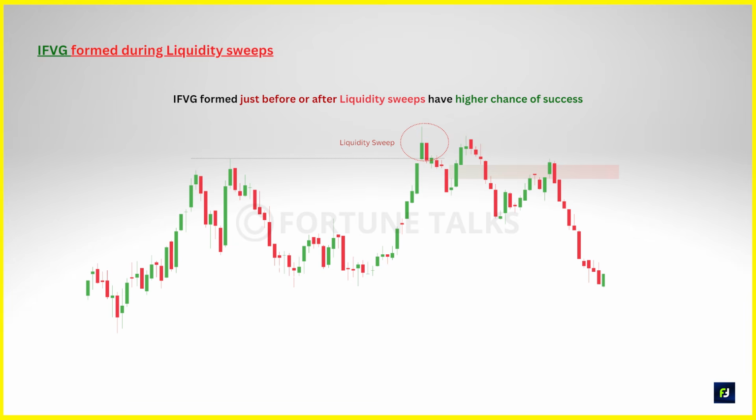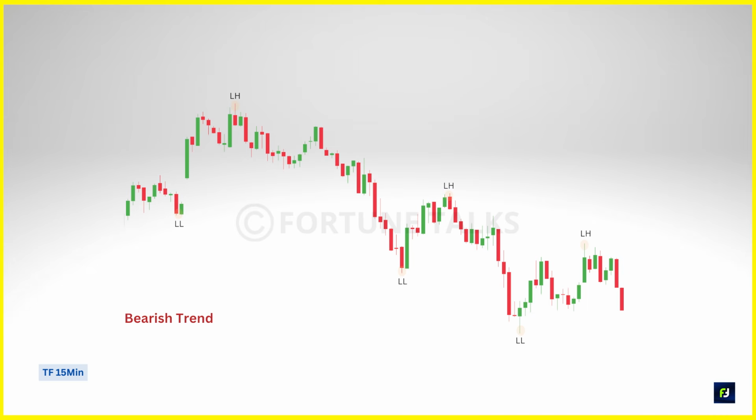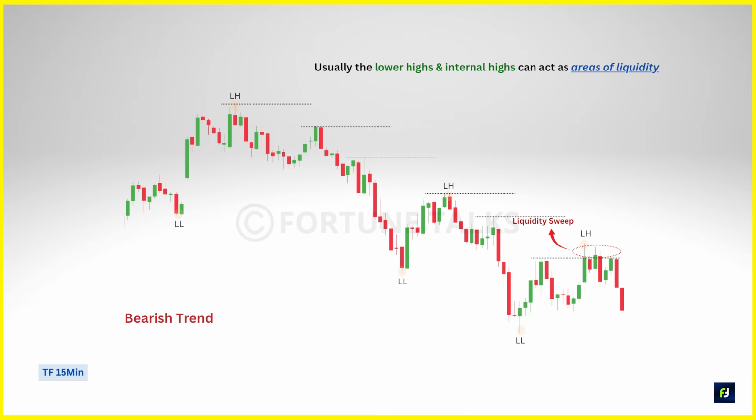You also need to keep the larger market context in mind to make a good prediction of the high probability inverse fair value gaps. For instance, if you are in a bearish trend with lower highs and lower lows forming like this on your 15-minute time frame, the lower highs can serve as areas of liquidity that the price could sweep before continuing the bearish run.